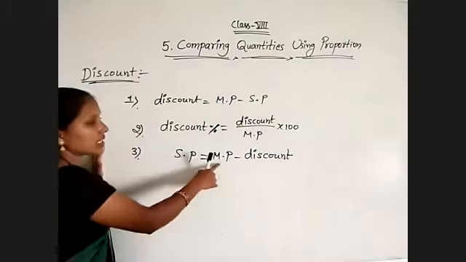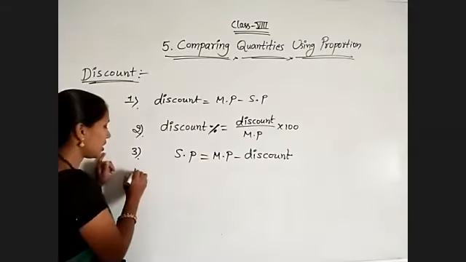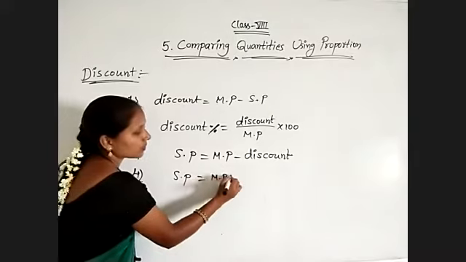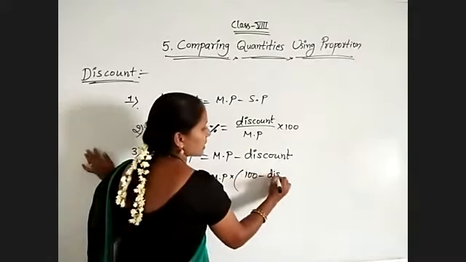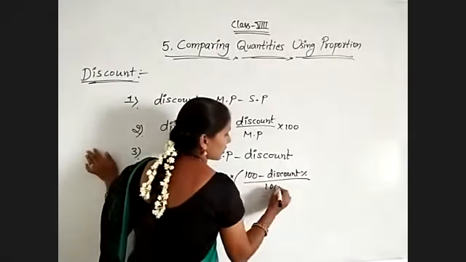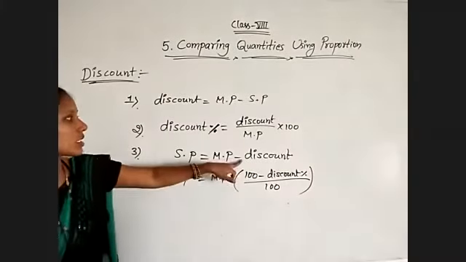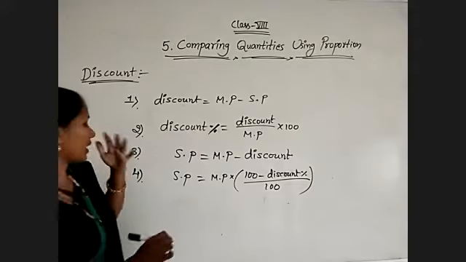Okay, this is in terms of MP and discount. And if I have discount percentage, in that case SP will be given by MP into 100 minus discount percentage divided by 100. How it came, already in the previous class I have explained for you. In the discount formulas I have forgotten this.